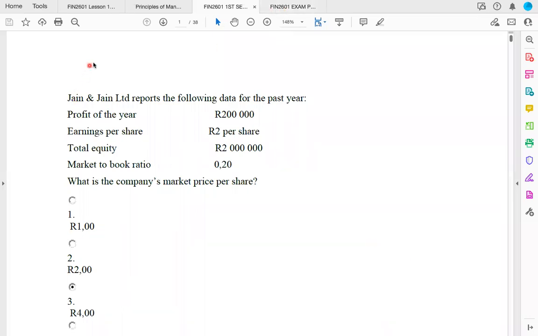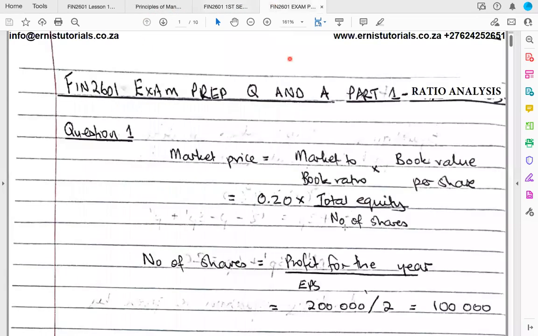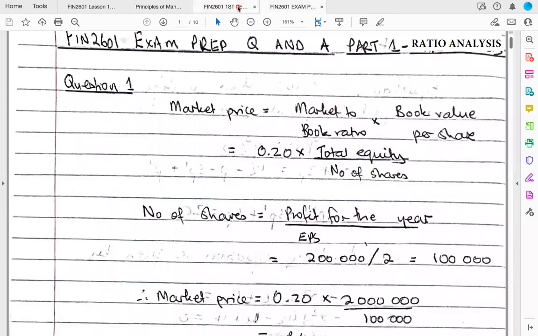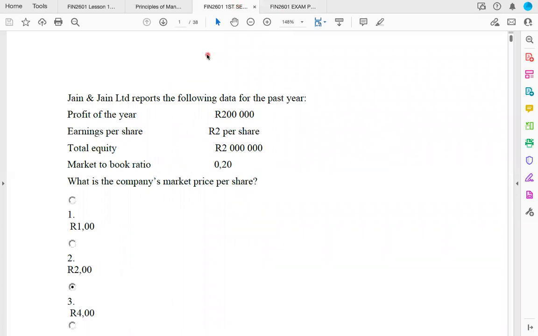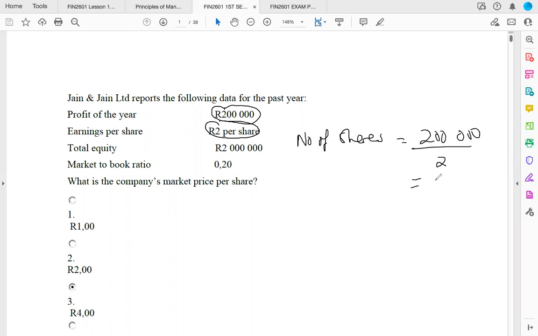To get our book value per share, we can simply take the total equity divided by the number of shares. We've been given the total equity, but we don't have the number of shares. We can calculate our number of shares simply by taking our profit for the year divided by the profit per share, or earnings per share. So we can get the number of shares by taking the total profit for the year divided by the profit per share. Okay, so this will give us the number of shares.